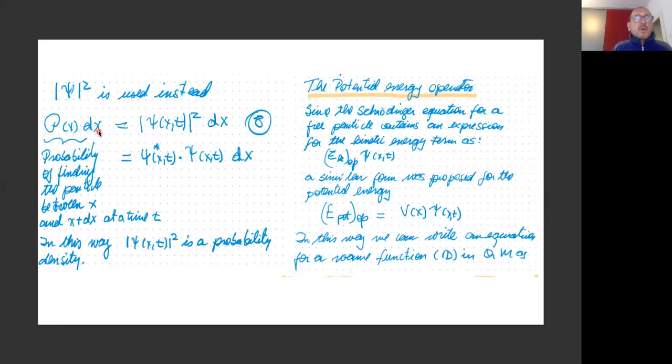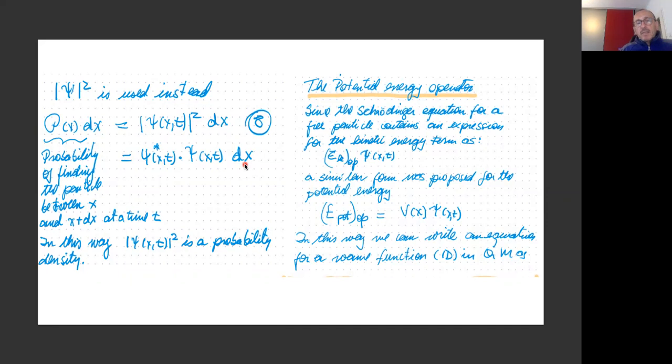in a certain position. So the equation is: the probability of finding the particle between x and x plus dx at the time t. I forgot to put a comma t here. P(x,t) dx is equal to the modulus of phi of x and t, squared, times the differential length. This is the same as saying that the probability of finding the particle between x and x plus dx at time t is equal to phi conjugated times phi multiplied by dx.